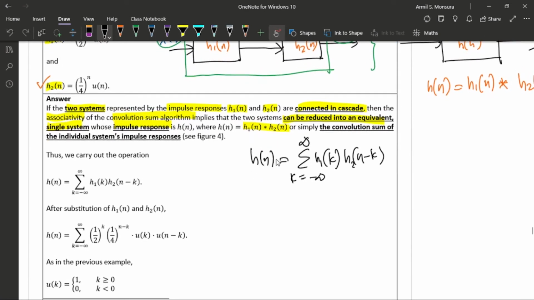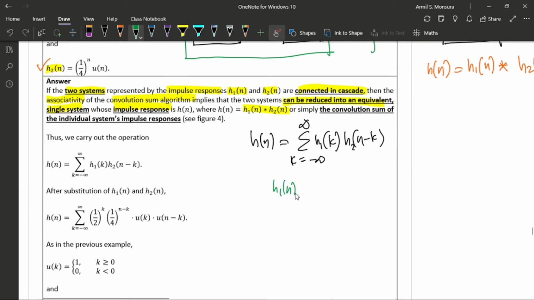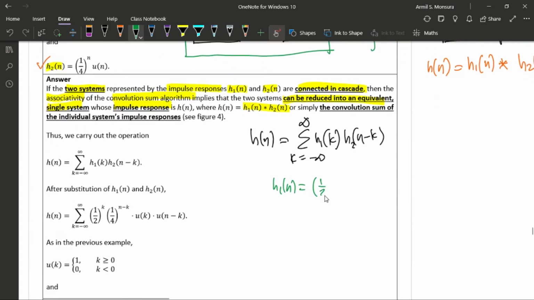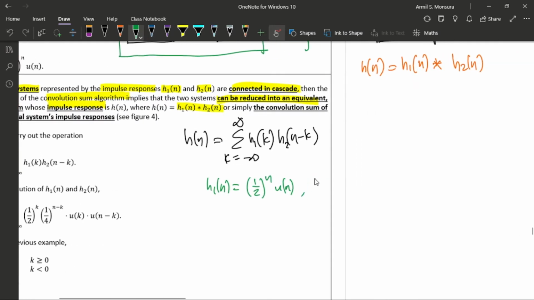Now, we substitute h1 of n as one half raised to n times u of n, and h2 of n as one fourth raised to n times u of n. We have no reason to swap the operands when we perform the substitution, since the form is the same: both sequences are exponentials multiplied by a step sequence. Therefore, whether we fold and shift this one or that one, it is the same.